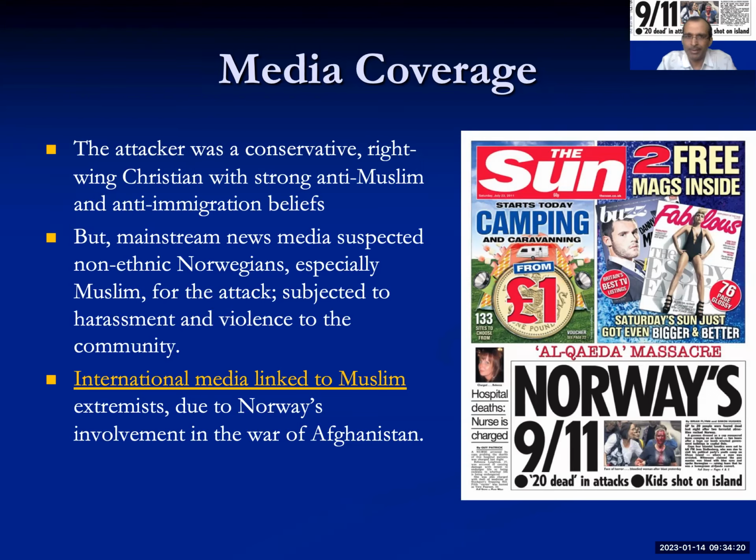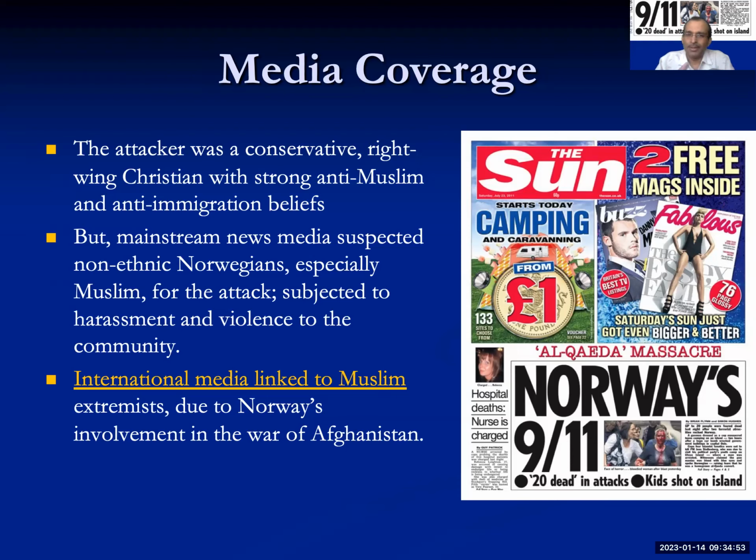There is one sample from the Sun newspaper from England. Immediately, the second day after the incident happened, the next day, the Sun clearly labeled it Al-Qaeda massacre, Norway's 9/11. So an international link, that Al-Qaeda is behind the attack. So this was the message, this was the voice, this was the narrative that they tried to build.